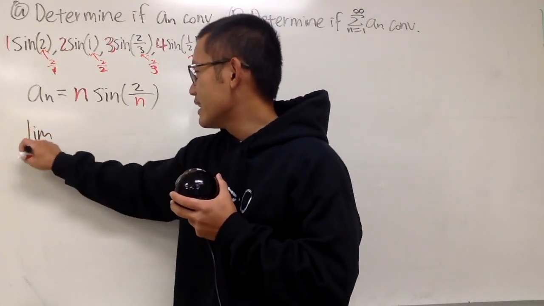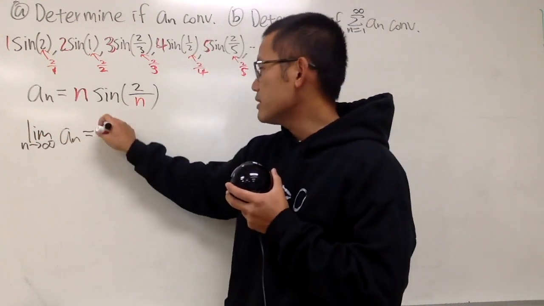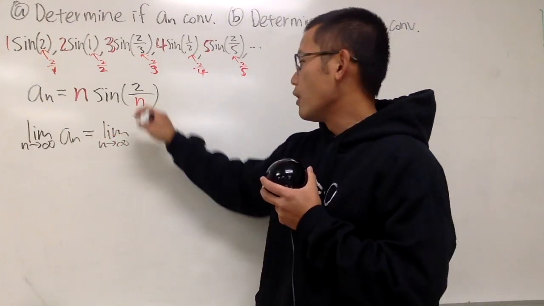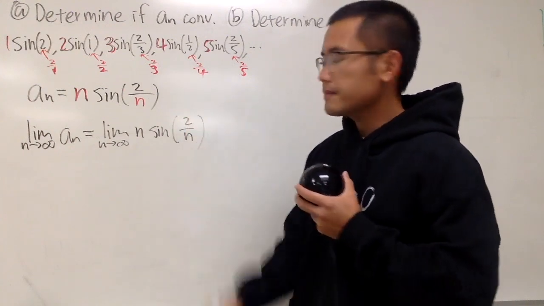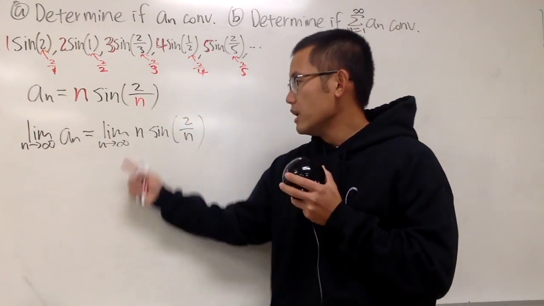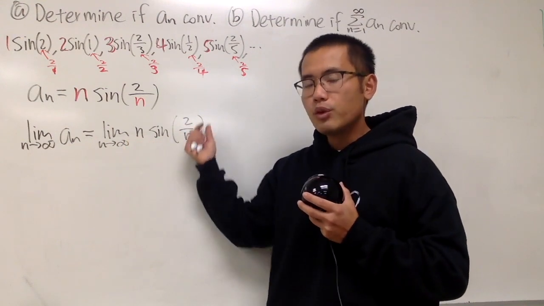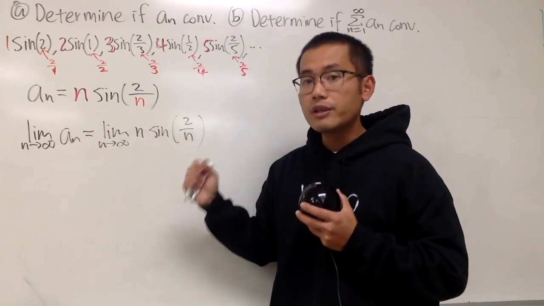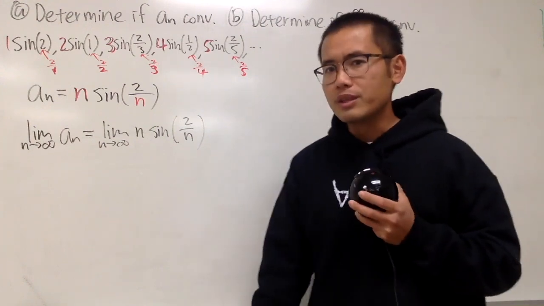Take the limit as n goes to infinity of an, and this is the same as saying take the limit of this, which is the limit as n goes to infinity of n times sine of 2 over n. Well, for this one, if n goes toward infinity, this will be infinity, and 2 over infinity is 0, so sine of 0 is 0, so this is an infinity times 0 situation, but we do have the secret weapon for this one, right? We can use the limit for this.